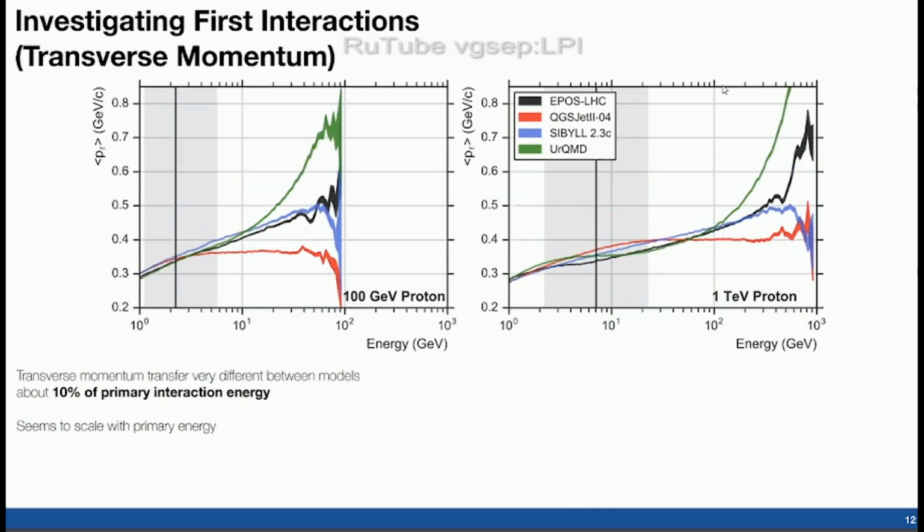But another area we can take a look at is the transverse momentum. Again, we see that the transverse momentum imparted to pions in the first interaction is very different between our models once we get above about 10% of our primary interaction energy. QGS-Jet is imparting much less transverse momentum, URQMD much more, and APOS and Sibyll are sitting in the middle together. In this case, this seems to scale rather nicely with the primary particle energy. So you can imagine that this plot is just a stretched out or shifted to the right version of the plot on the left-hand side.